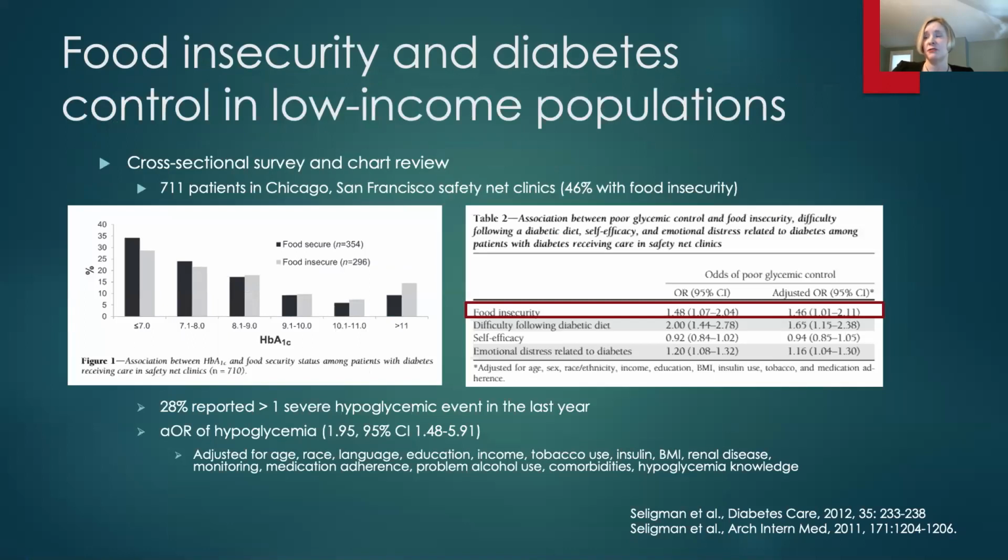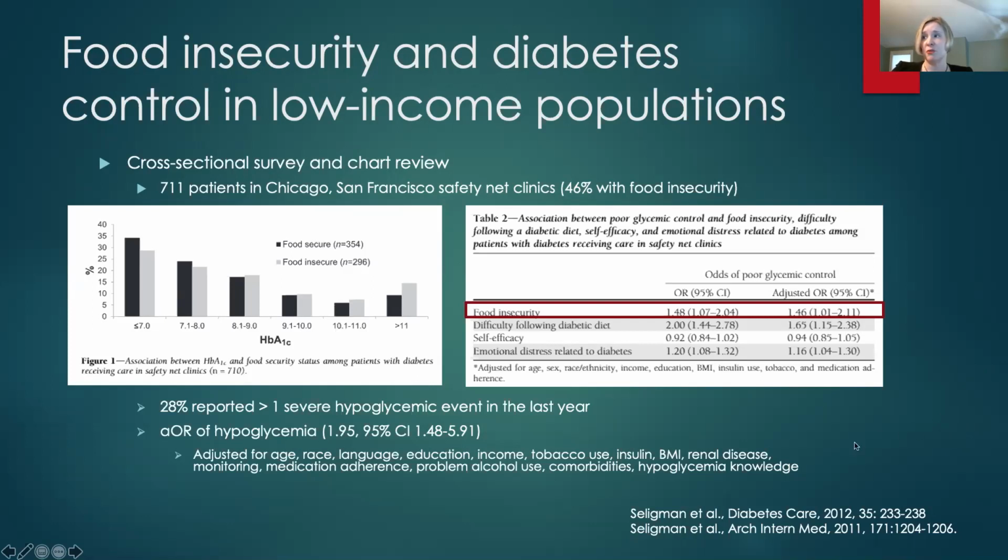And finally, a cross-sectional evaluation in a low-income population receiving care in safety net clinics in Chicago and San Francisco, with high rates of food insecurity at 46% in this population, found food insecurity increased the odds of poor glucose control, defined as an A1C greater than 8%. You can see that in the adjusted models, those with food insecurity were 46% more likely to have an A1C greater than 8. The majority of this population identified as Mexican or Mexican American or African American. Most were on insulin, and insurance status in this study was not noted.